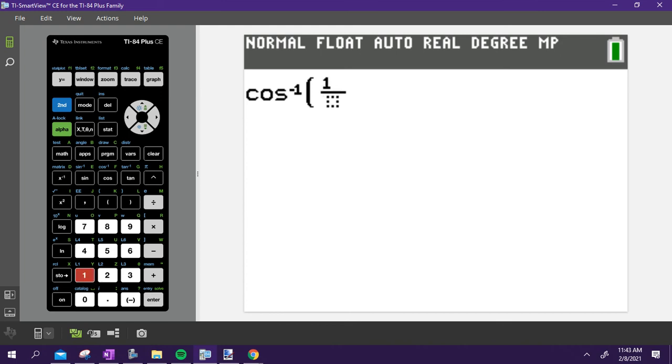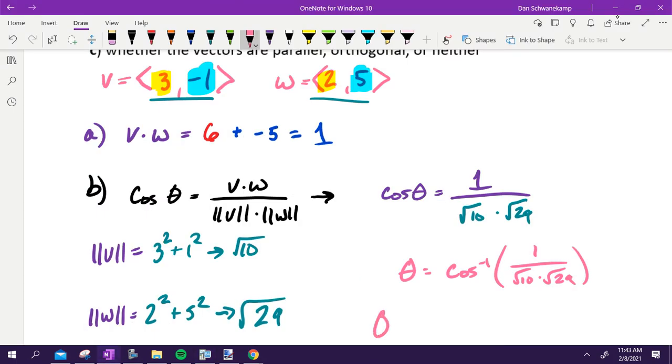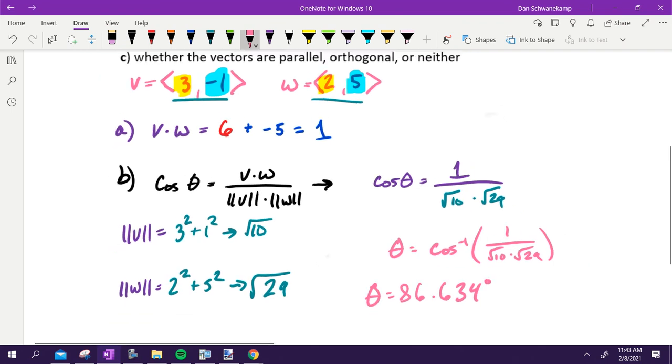So on top, it's a 1. On bottom, it is root 10 times root 29. Okay, if you're not typing it in as a fraction, that whole denominator needs to be in parentheses. 1 divided by root 10 times root 29. I type that in. I hit enter. Boom, there is my answer, 86.634. So theta equals 86.634. Everybody with me to that point?